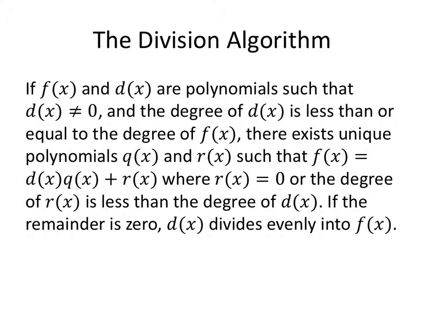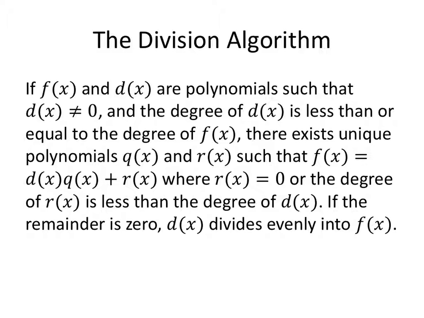If f of x and d of x are polynomials, such that d of x is not 0, and the degree of d of x is less than or equal to the degree of f of x, then there exist unique polynomials q of x and r of x, such that f of x is equal to d of x times q of x plus r of x, where r of x equals 0, or the degree of r of x is less than the degree of d of x. If the remainder is 0, d of x divides evenly into f of x.